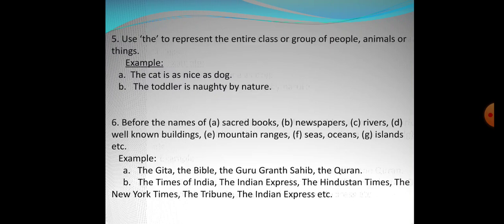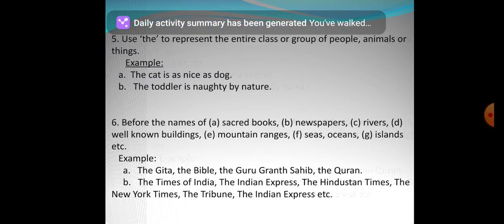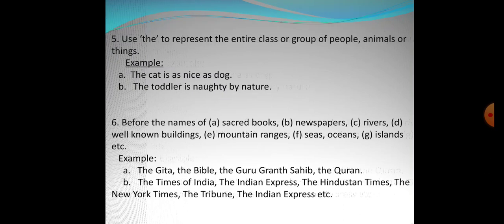We use the to represent the entire class or group of animals or things. For example, the cat is as nice as the dog. Here I am talking about the cat and dogs. So I am talking about the whole class or whole group of cats or dogs. The toddler is naughty by nature. So the toddler is representing the entire class.